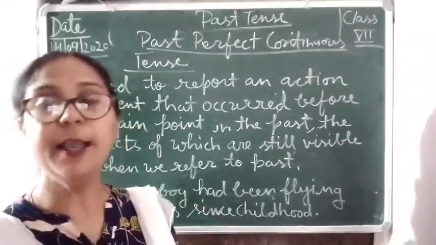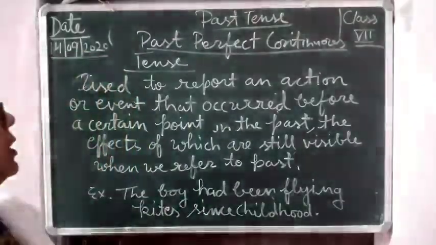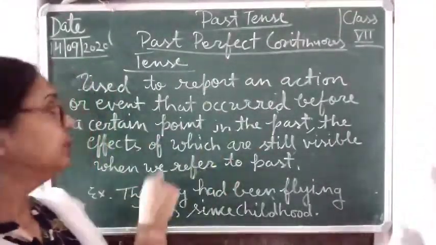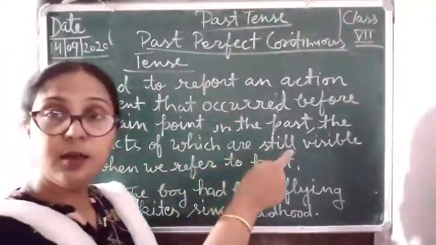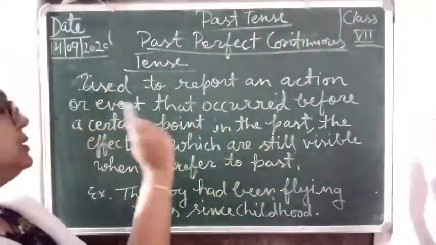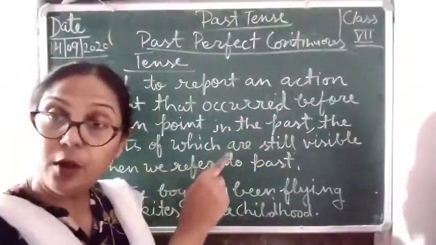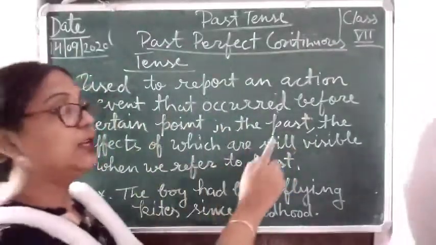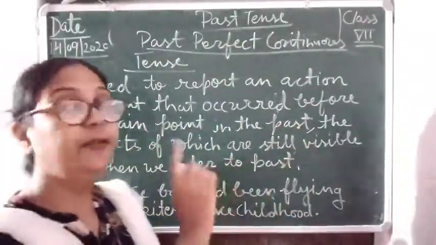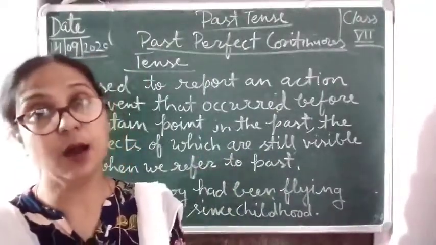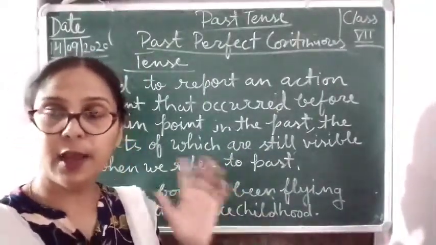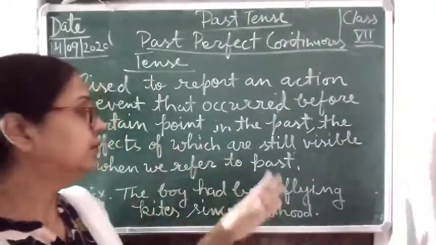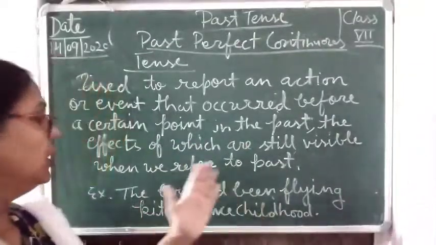So here I have written that the past perfect continuous tense is used to report an action or event that occurred before a certain point in the past, the effects of which are still visible when we refer to the past. It means it occurred in the past, but the effect of that action is still visible, or the effect is referred to the past.